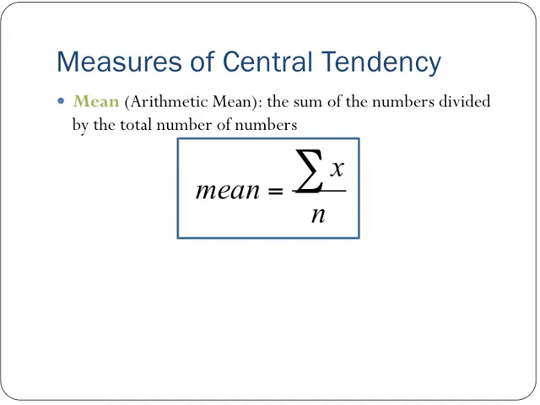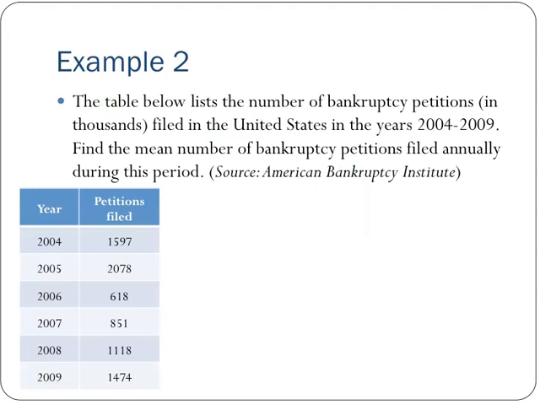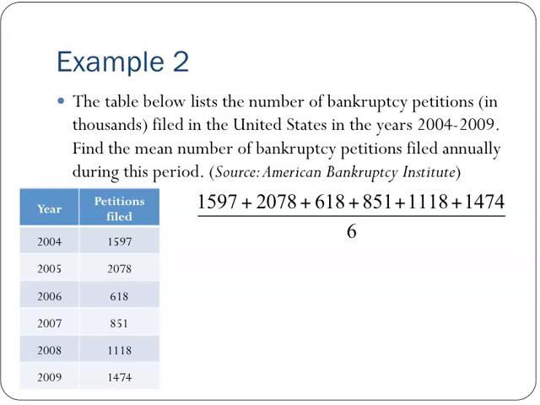All right, take a look at example 2. The table below lists the number of bankruptcy petitions in thousands filed in the United States in the years 2004 to 2009. Find the mean number of bankruptcy petitions filed annually during this period. So our data that we're working with is the number of petitions that were filed for each year. Now, how many data points do we have? It looks like we have 6. So we can go ahead and add all of those data points up and divide by 6.